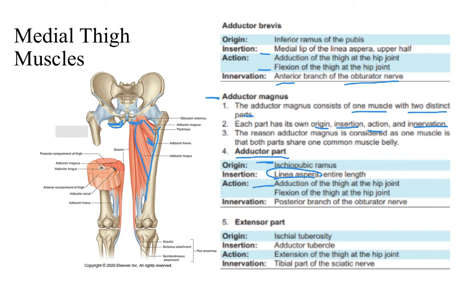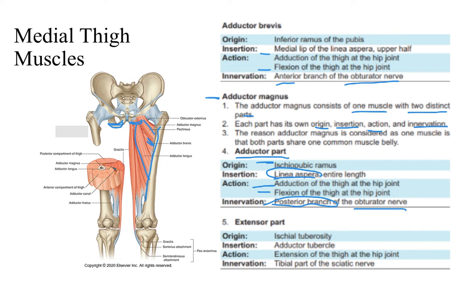And its job, again, is going to be to adduct the thigh, and it's going to flex the thigh at the hip joint, or help flex the thigh at the hip joint. All right, still innervated by the obturator nerve, but instead of the anterior branch, like the three muscles we mentioned before, this is innervated by the posterior branch of the obturator nerve.